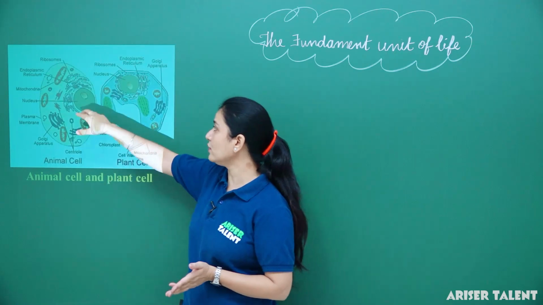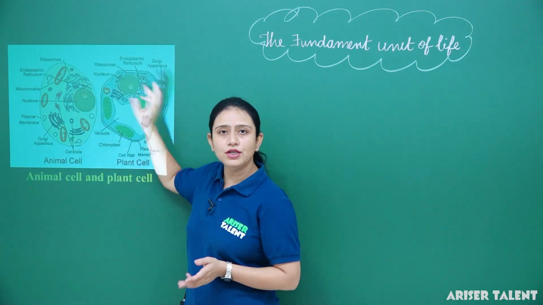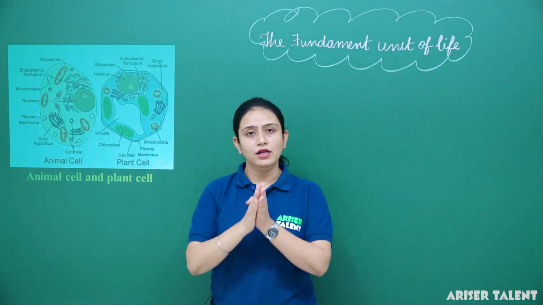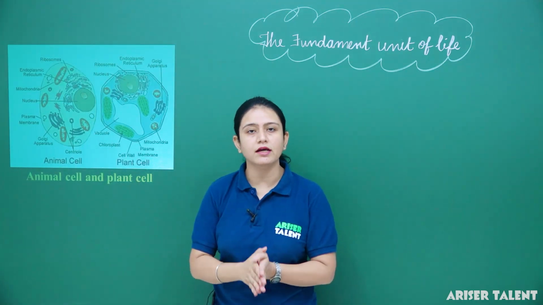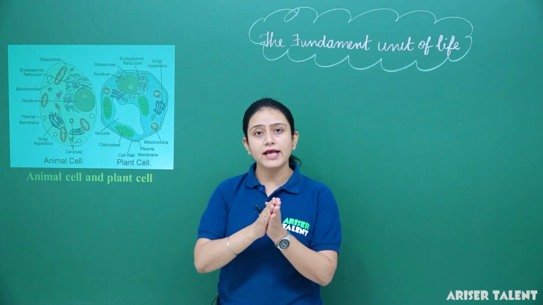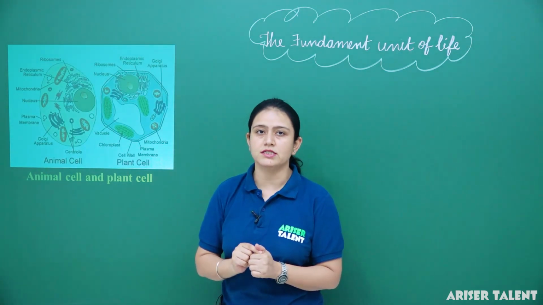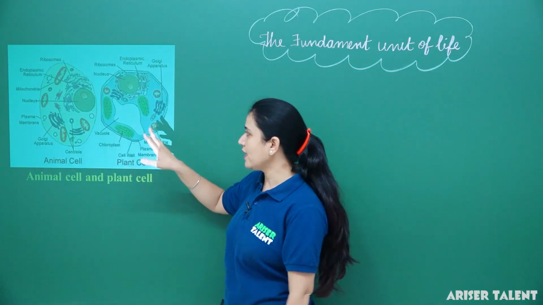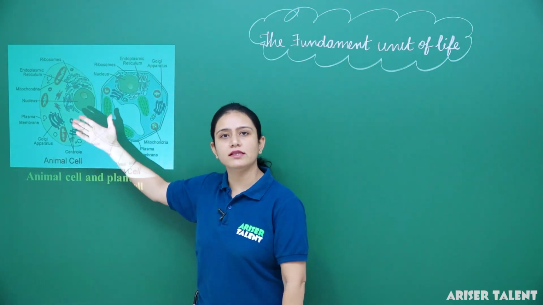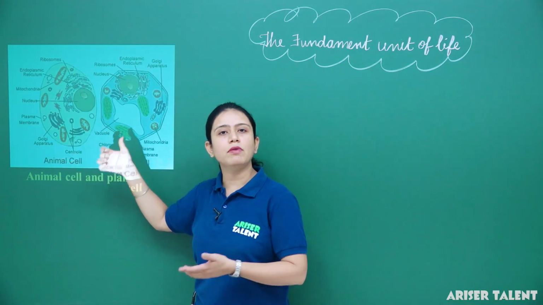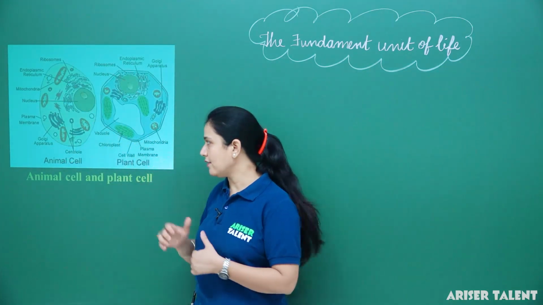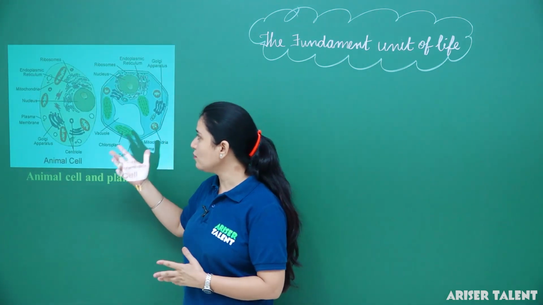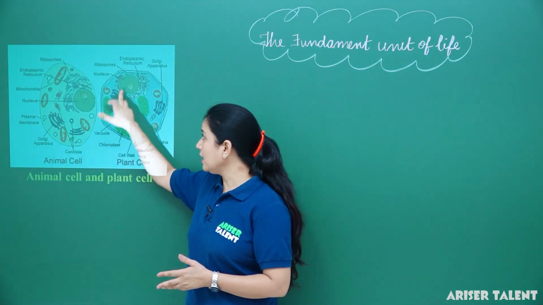Now we will go for the third difference, that is the nucleus. Okay, so what about the nucleus? In the animal cell, nucleus is present in the center, but in the plant cell, as the large central vacuole is present, the nucleus is shifted to one side. Okay, so thus we can say that in the animal cell the nucleus is centric, but in the plant cell it is eccentric.